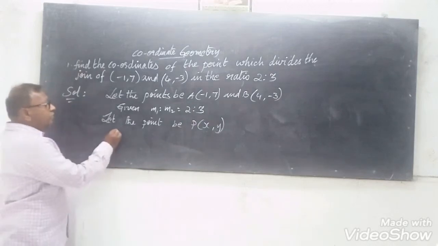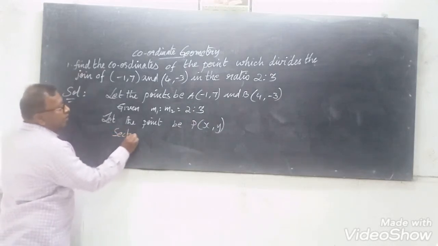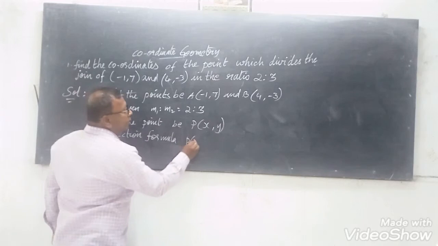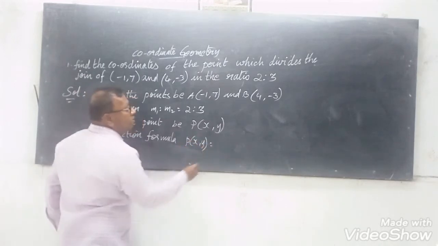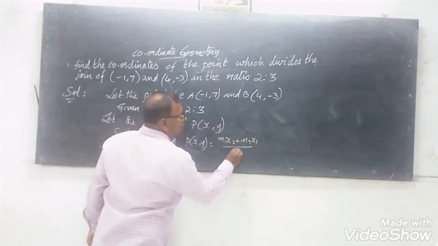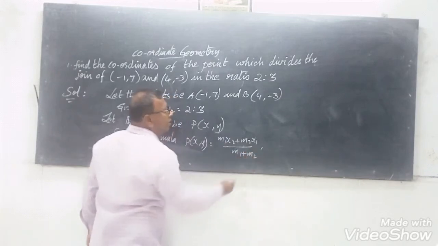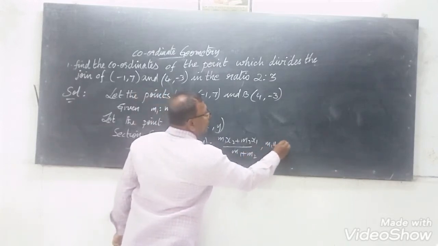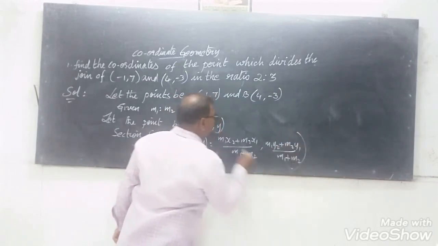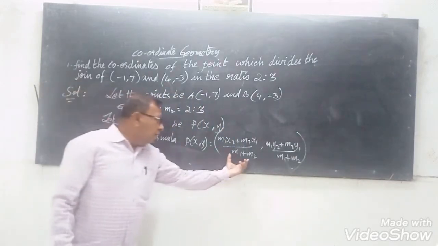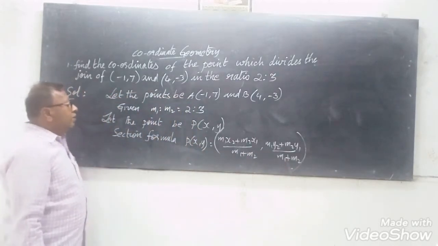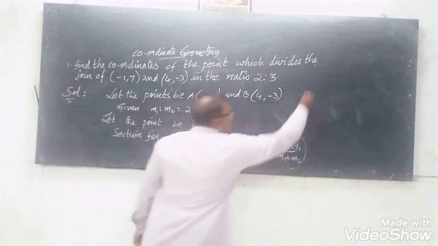So for this we use the section formula which we have learned. What is the section formula? P(x, y) is equal to (m1 x2 plus m2 x1) by (m1 plus m2), comma, (m1 y2 plus m2 y1) by (m1 plus m2). This is the section formula. This part relates to x, this part relates to y. Now, let us see how to solve this problem.